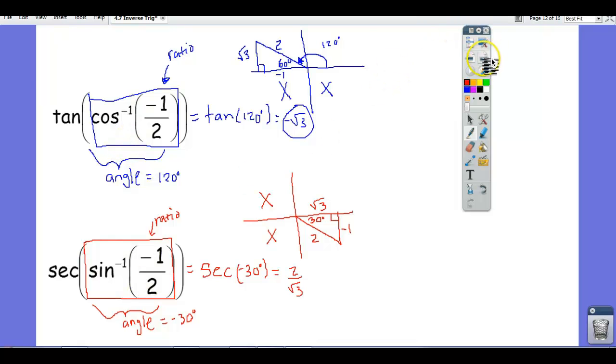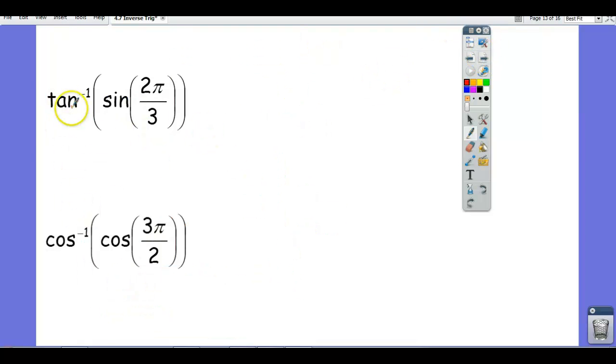Let's see how the problem looks when the inverse part is on the outside. So I've got tan inverse of sine of 2 pi over 3. So again, as usual, I start with the inside and do sine of 2 pi over 3. So notice that when I do that, I don't need to do restricted quadrants because this is not sine inverse. It's just take the sine of this angle, which we've been doing all along. Very straightforward. 2 pi over 3 is 120 degrees, which means I'll rotate here.